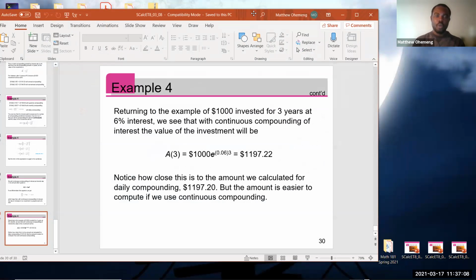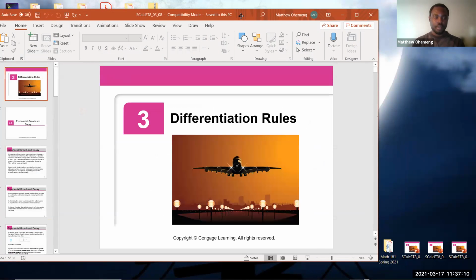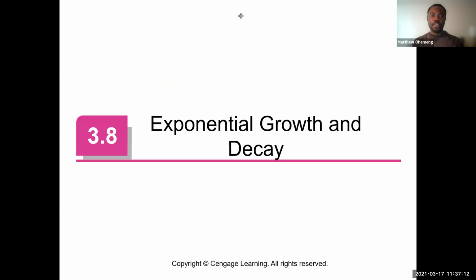Okay, so now let's move on to 3.8. For 3.8, we are done with the limit laws. We've learned all the limit laws. So here is more about application, right? In this section, you are going to learn about exponential growth and decay.